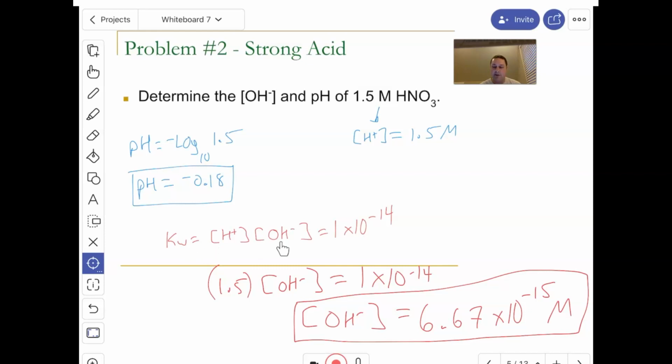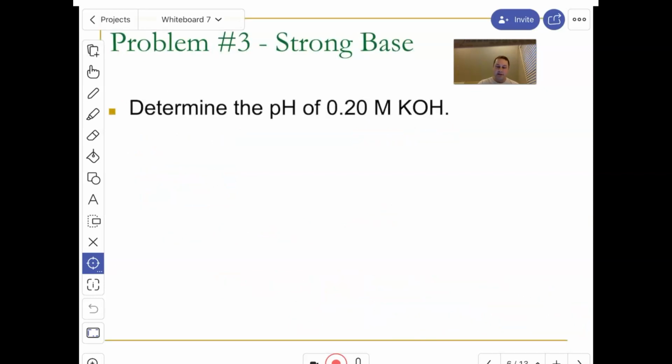I chose to use this method. The Kw of water, the equilibrium constant for the dissociation of water, is 1 times 10 to the minus 14. And I already know what H plus is. I know it's 1.5. So I just plug it in here in this equation right there, and then I divide this by 1.5. And then I get the concentration of hydroxide, which is 6.67 times 10 to the minus 15 molar. So yes, even in a strong acid, there is a very small amount of hydroxide ions sitting in there. Okay, so now what about a strong base?